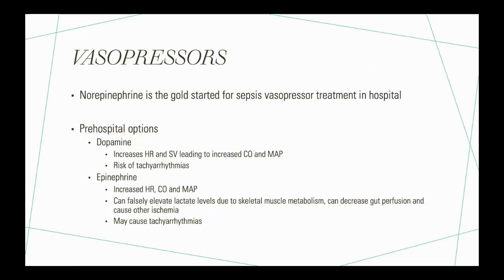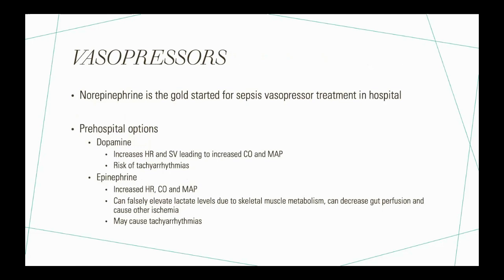A little bit of discussion on vasopressors. Norepinephrine is the gold standard for sepsis. It's in the hospital. That's going to be their first line if there are no contraindications. But that being said, paramedics don't carry this pre-hospital, and the two that I'm aware of are dopamine and epinephrine. Just some things to look out for.